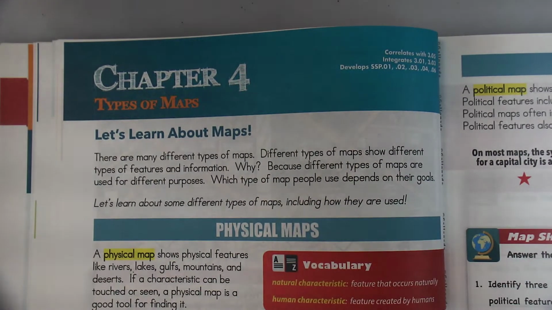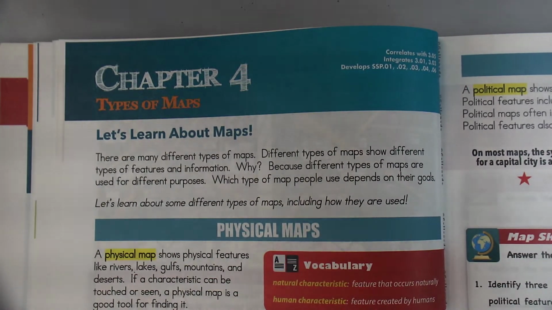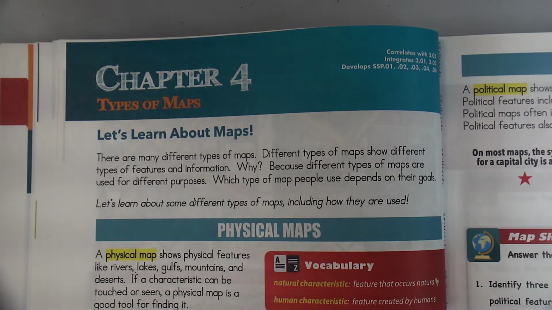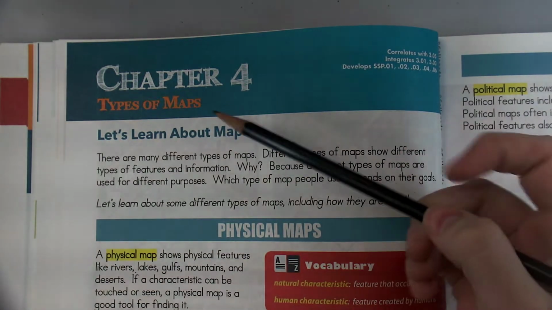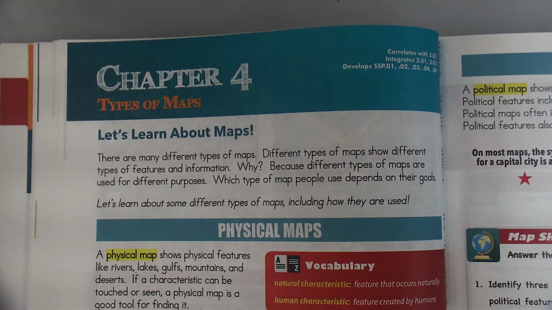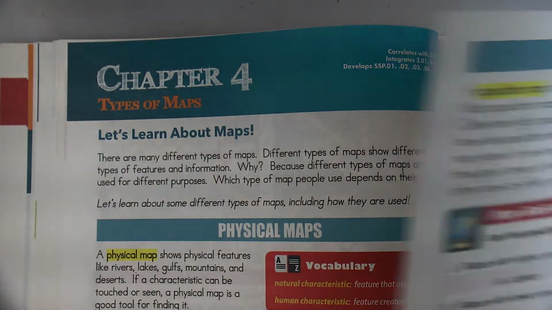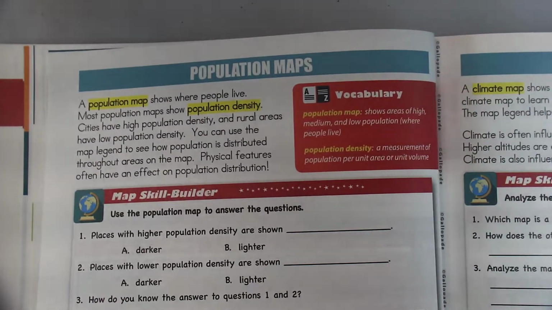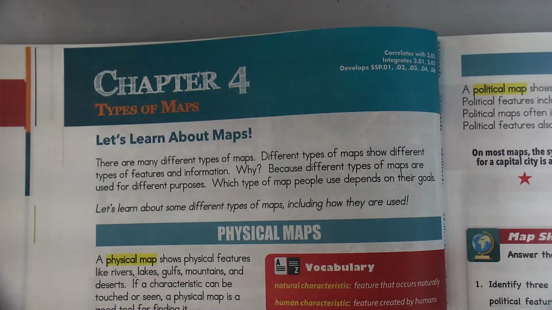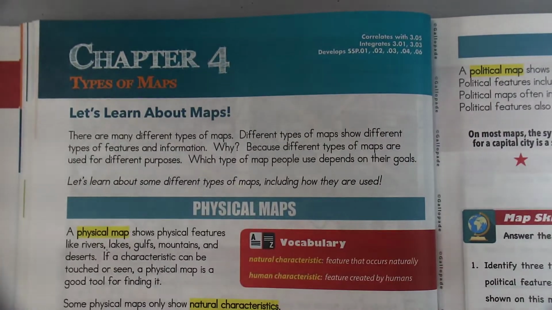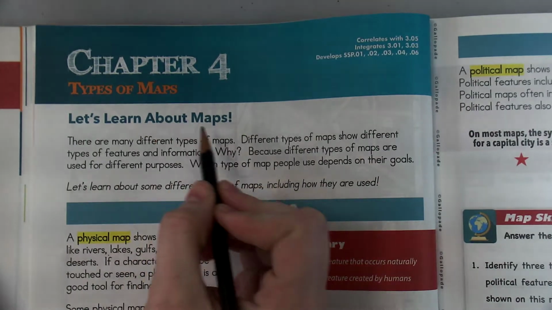I want you to flip to Chapter 4, Types of Maps. It's on page 28. Okay, we're going to learn about different types of maps. There are physical maps, political maps, population maps, climate maps, and resource maps. There's also other maps. Okay, let's learn about maps.